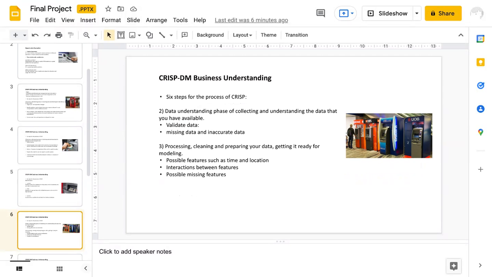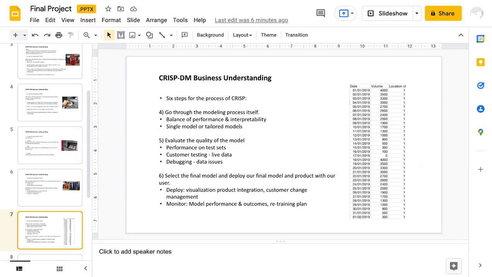So the next one is understanding of data. We should understand that there will be missing data if we do not properly monitor the cash machines. And the second one is the processing. Processing the possible features such as the time and the location and the interaction between these two features. And sometimes we will miss some of the features. It's very possible as well.